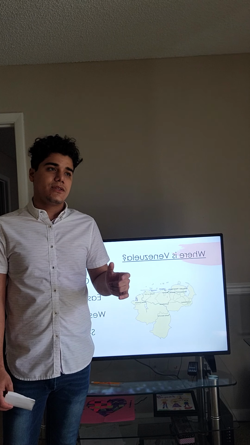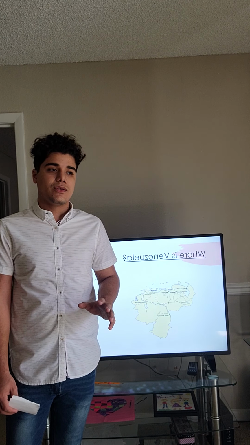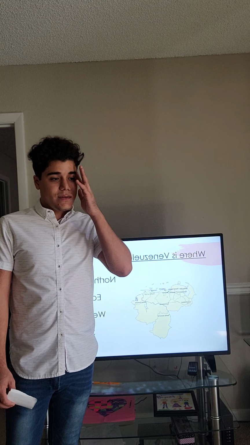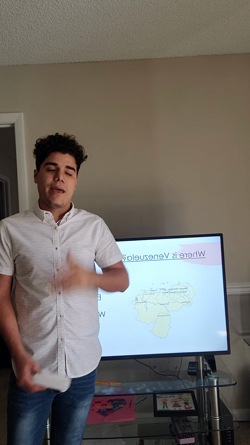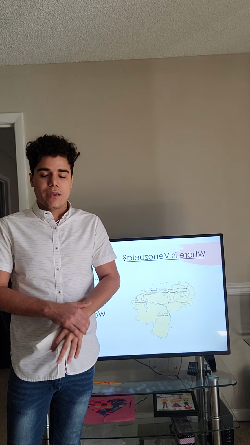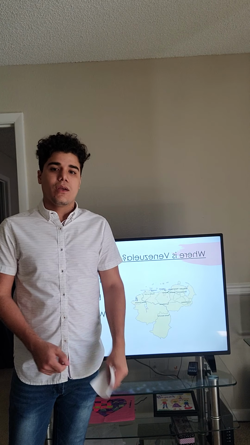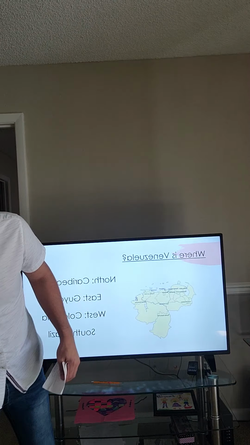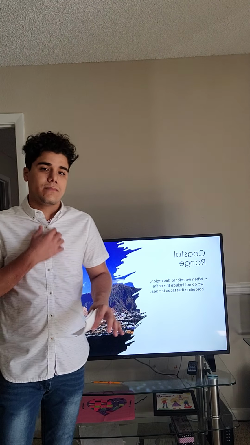The total expansion of Venezuela is 916,000 kilometers, and this territory is divided into 8 different regions, and each region has a different wildlife and a different vegetation. So the first region that we're gonna see is the coastal range.